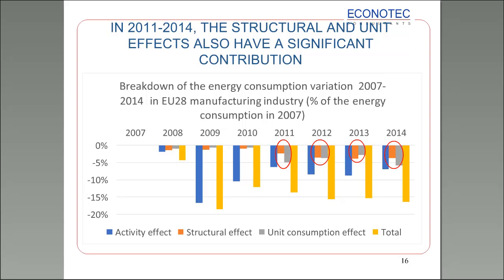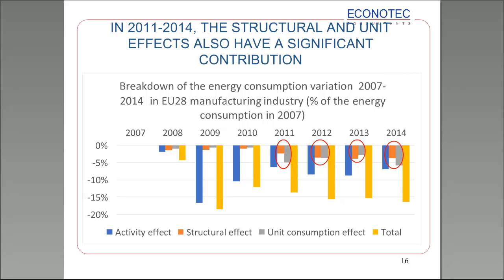We can observe that in absolute terms, in 2014, this corresponds to respectively 22, 12, and 18 million tons of oil equivalent for the activity effect, the structural effect, and the unit consumption effect. In total, 52 million tons of oil equivalent energy consumption reduction. Now, the unit consumption effect, as I said, is a proxy for the energy savings.